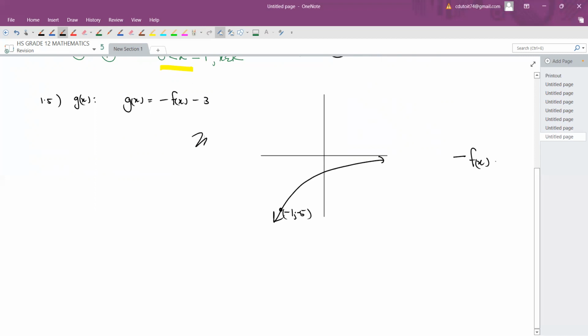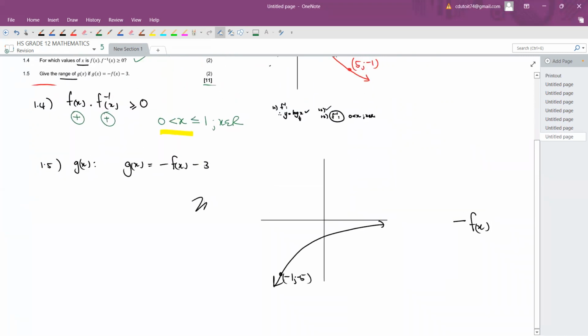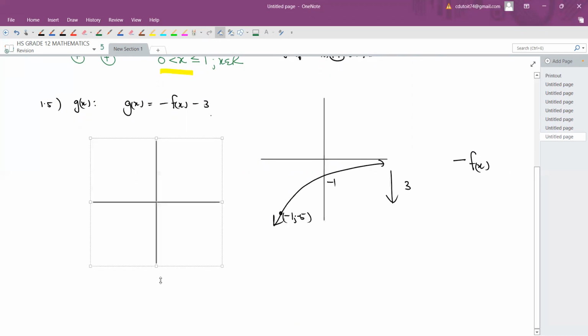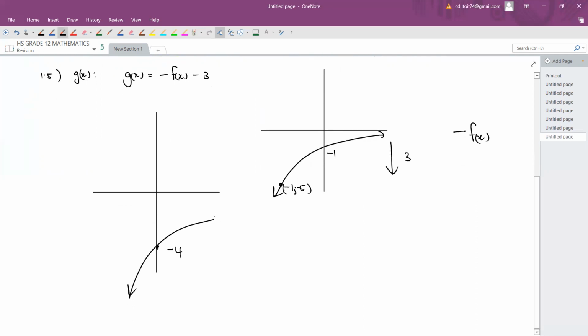So all the y values change sign from positive to negative. And then if I add another -3, I'm actually pushing that graph down. So it had a -1 intercept. So if I move that graph 3 units down, it would look something like this. Where my y-intercept is now -4. It will also go that way. Okay, and this coordinate here will be -1 and -8.